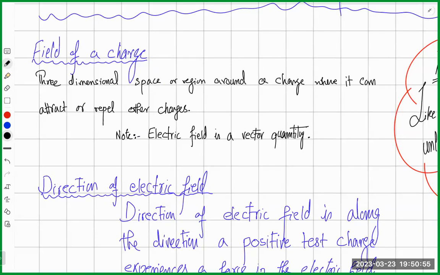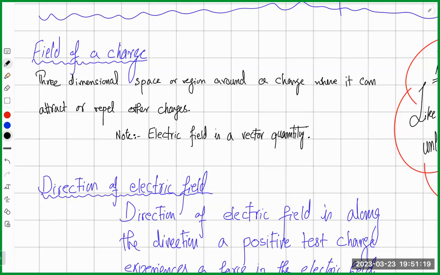Electric field is a three-dimensional region around a charge where other charges can experience a force. Now, electric field is a vector quantity. A vector quantity means a quantity that has direction. What is the direction of electric field?